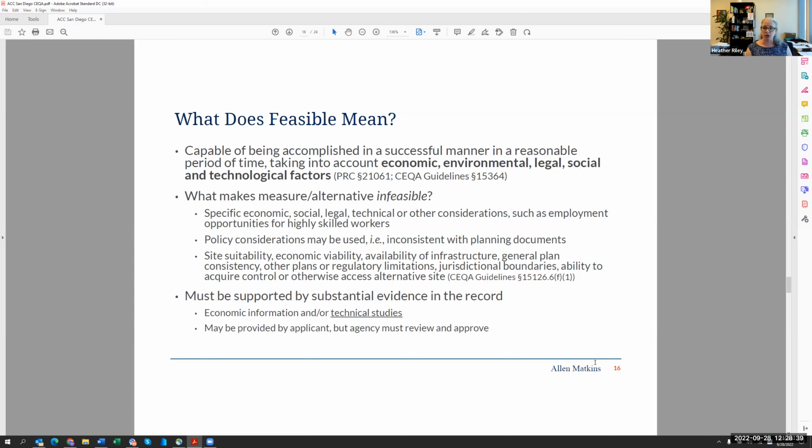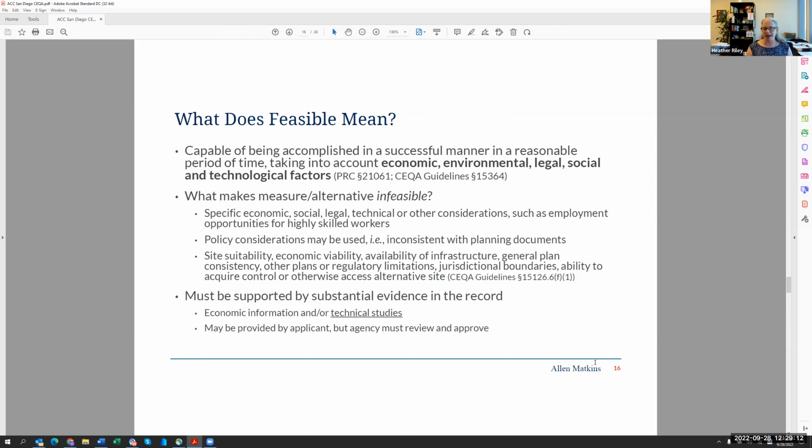You can also look at site suitability, economic viability. There's a whole host of reasons you can come up with, again, creative writing to come up with your infeasible findings. But what I would say the most important thing is, as long as you have substantial evidence in the record to support that. A lot of our clients very easily could show that economically they can't make a smaller project work. Most clients won't do that. They don't want to put their financials on blast. They don't want to go out there and show all that information. So you really hardly ever see economics.